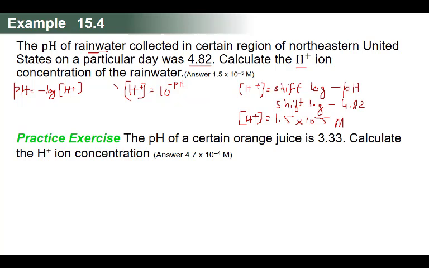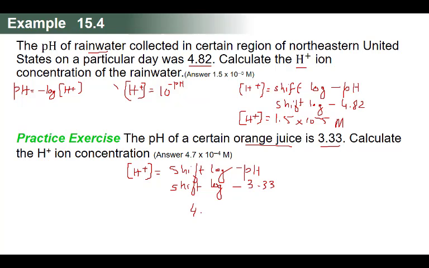Okay, now instead of rainwater, he is taking the orange juice. Orange juice is acidic, and this is the pH, and he is asking you to calculate the hydrogen ion concentration. So hydrogen ion concentration will be equal to shift log minus pH, minus 3.33. So the answer will be 4.7 into 10 raised to the power minus 4 molarity, because this is the hydrogen ion concentration.